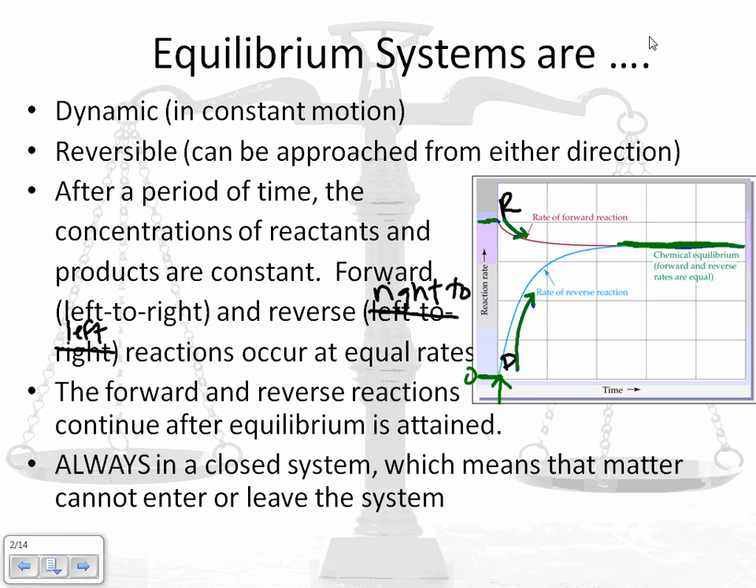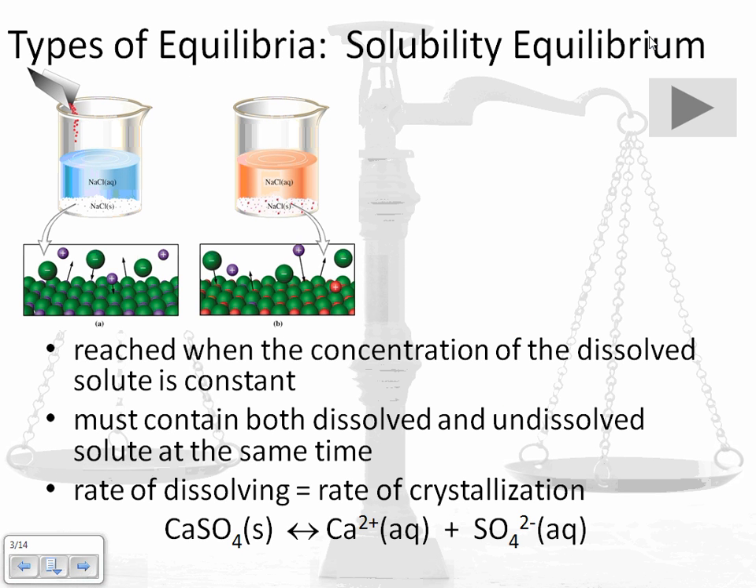So next, it says types of equilibria. This is the first one. It's solubility equilibrium. So we're looking at when something dissolves in water, solubility. This is reached when the concentration of the dissolved solute is constant, and it must contain both dissolved and undissolved solute at the same time. Most often, when we're talking about these types of equilibria, we look at things that are almost at a saturated point, or a compound that doesn't dissolve very well in water.